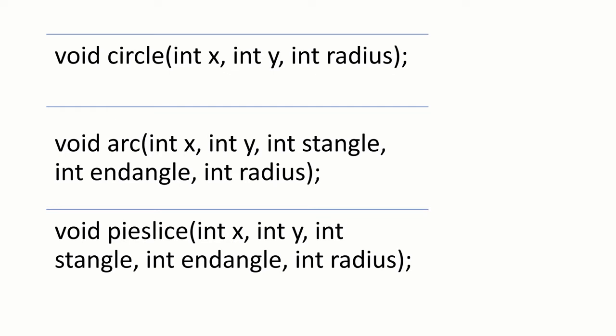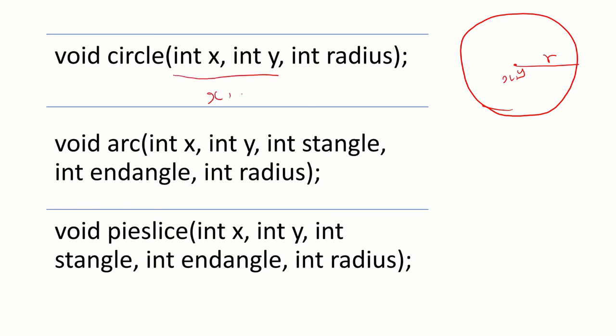The next one is the circle command: int x, y, radius. Imagine you want to generate a circle. The center point you can call x, y, and this is the radius. Given these three parameters, the center x, y and the radius, you can generate a circle.